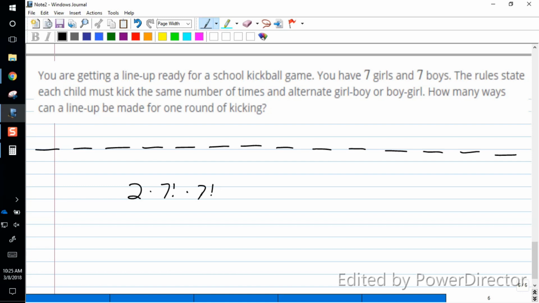I wrote down that. We just didn't come up with that formula. That's very good. 7 factorial times 7 factorial times 2, because you either start boy, girl, or girl, boy. What I was about to do is put numbers up here. I was going to put 7 times 7, 6 times 6, 5 times 5, 4 times 4, 3 times 3, 2 times 2, 1 times 1. But yeah, in the calculator, you put that right there, it'll spit out the answer.